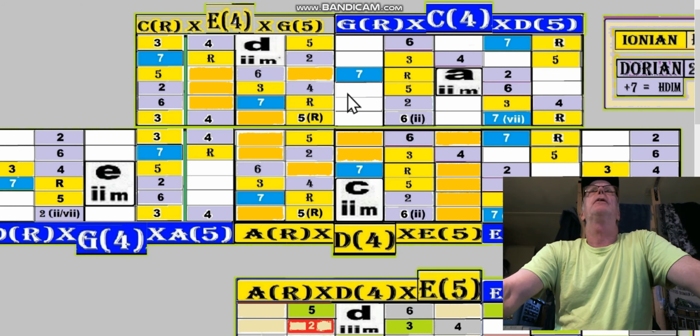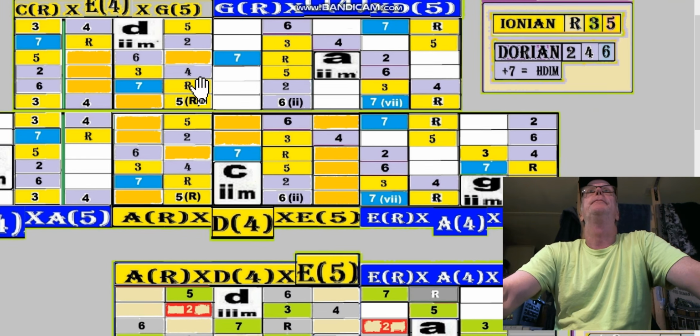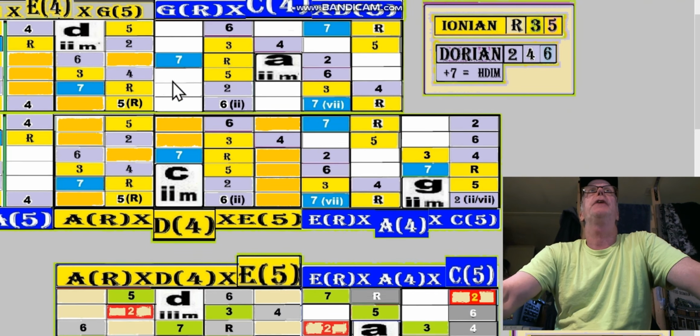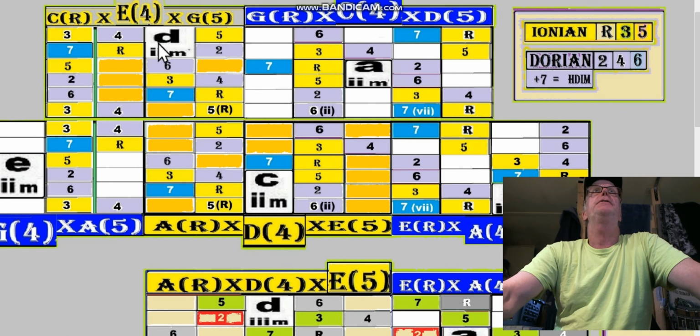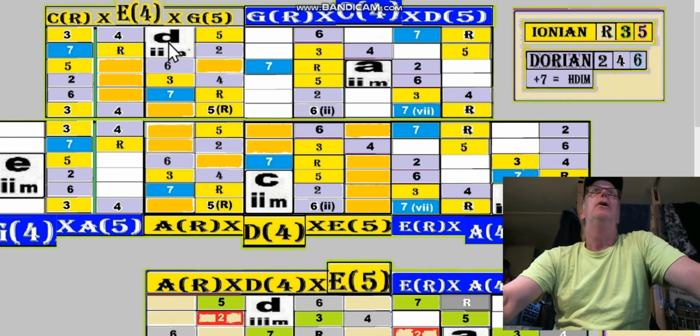Now let's look for root C. Here's root C. And this is how to read this chart. See this D minor here? All right, this has to do with the Dorian. But C root is right here, so you read it right off. I just wanted to mention the Dorian D over here real quick.